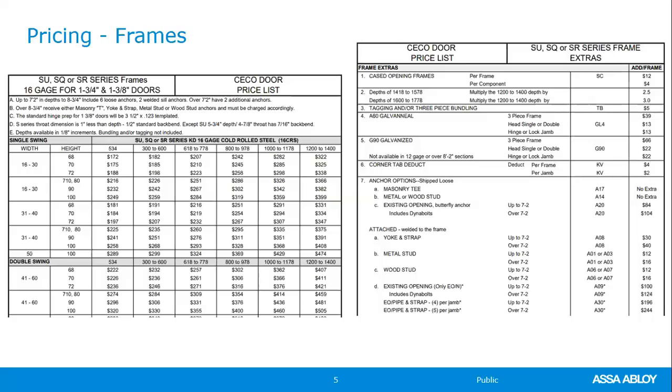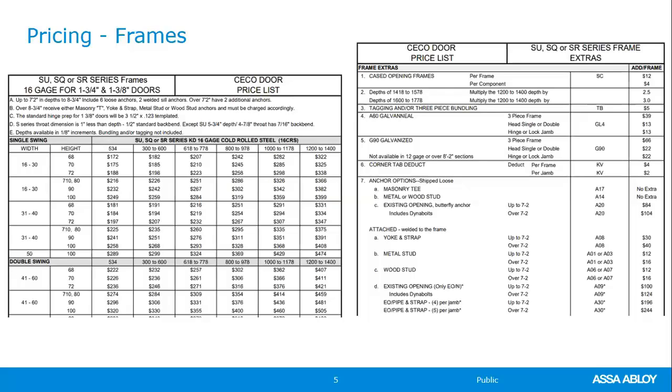So it talks about your loose anchors, your 2 welded and seal anchors, or some people call it base anchors, are there. And then over 7'2", they have 2 additional anchors. So up to 7'2", you're going to get 6 per frame. Over that, you will get 8 per frame.